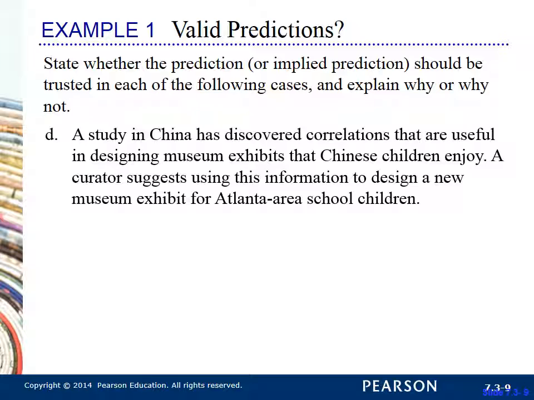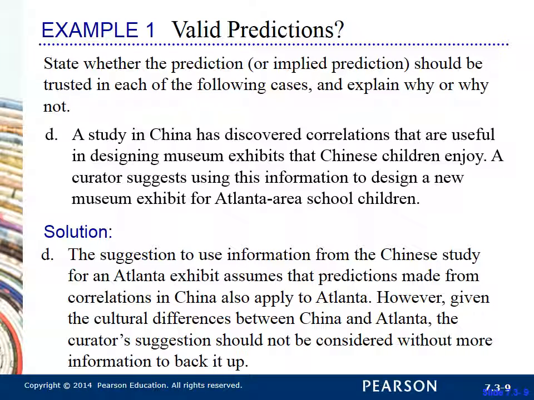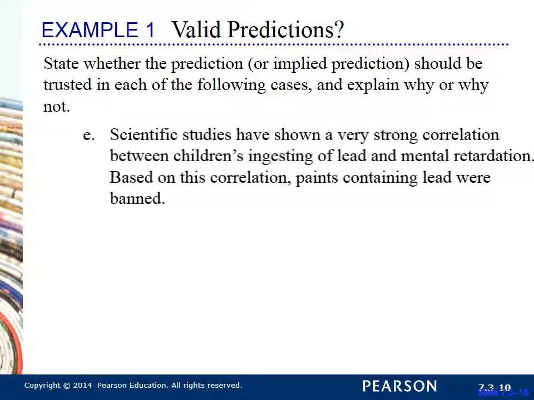In China, they discovered correlations that are useful in designing museum exhibits that Chinese children enjoy. A curator suggests using this information to design a new museum exhibit for Atlanta area school children in the United States. Not a good idea. The cultural differences between China and Atlanta suggest that this is not from the member of the population for which the data was derived. So that would not be a good idea. I would not trust it.